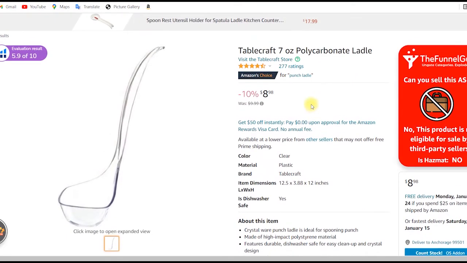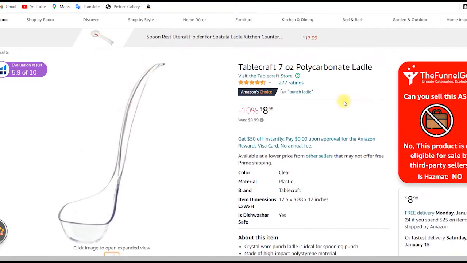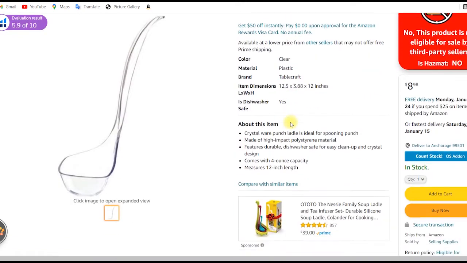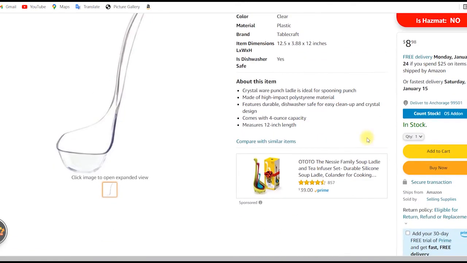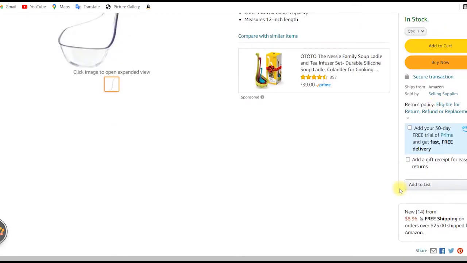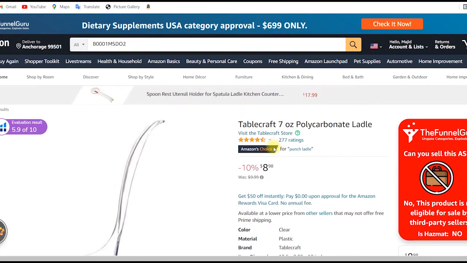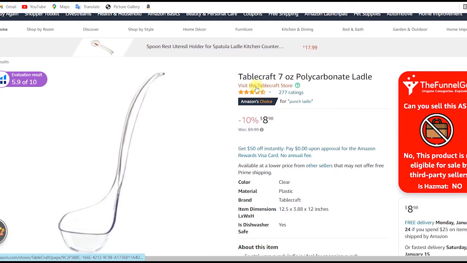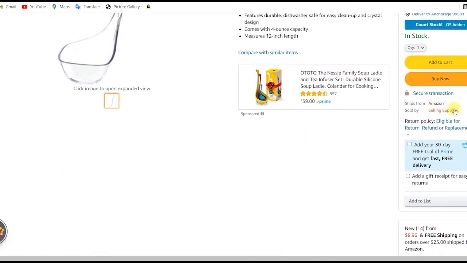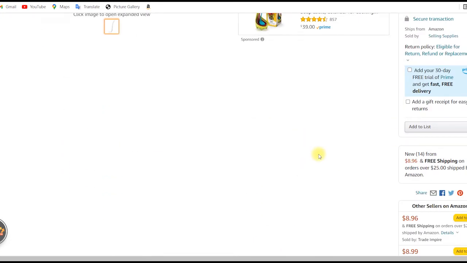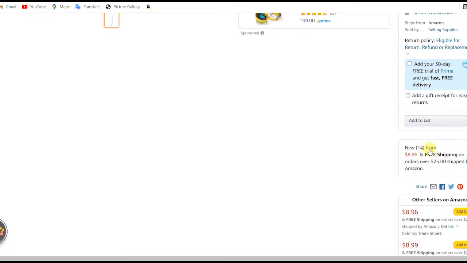Okay, now guys, we are on the Amazon buyer side and here is a listing in front of us. This is a listing of Tablecraft and the brand is Tablecraft. So you can see here is the buy box. The buy box we saw in the last video as well, where there was only one seller in the buy box. Here the seller is Selling Supplies, but the brand is Tablecraft. Here you can see the brand is Tablecraft and the seller is someone else, named Selling Supplies.